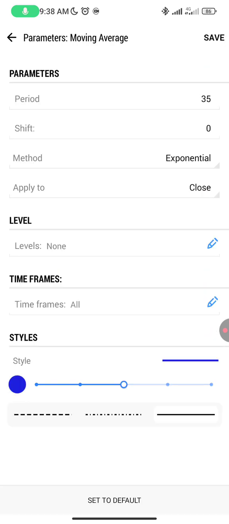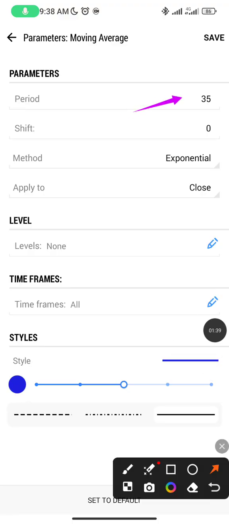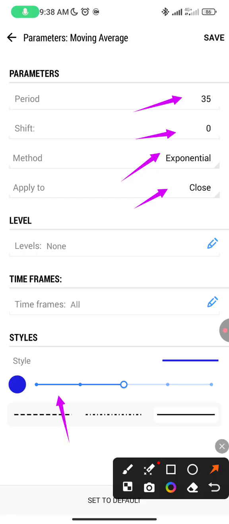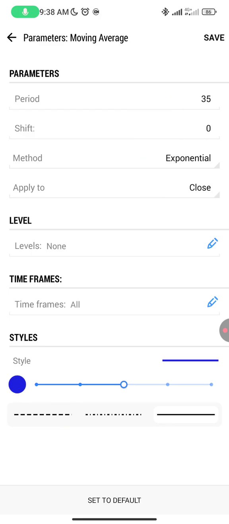First of all, we check into the moving average. Here the period is 35, the shift is 0, the method is exponential, applied to close, and that is it. I changed my color to blue, so you can do that. After you have done that, you save it and go back again.